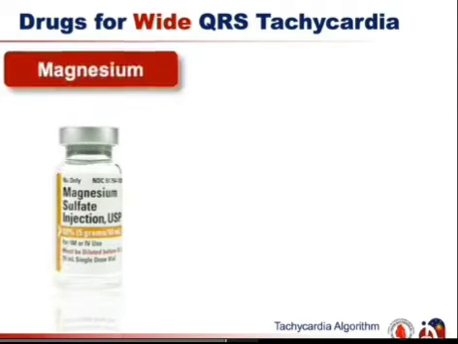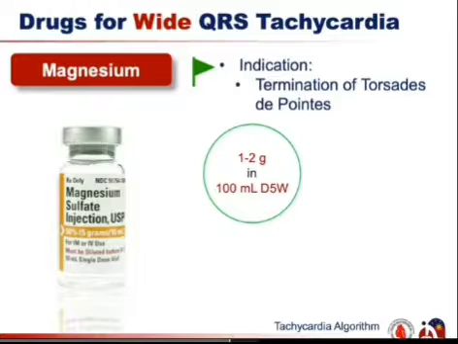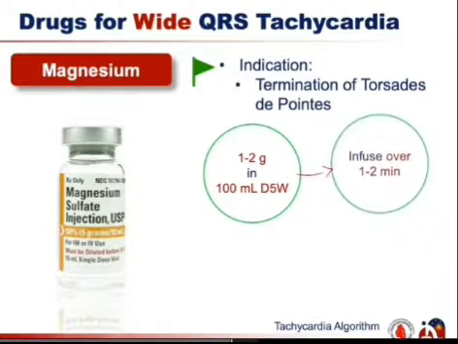Magnesium is also an important drug in tachycardia and is used for termination of Torsades de Pointes. Magnesium is prepared by diluting 1 to 2 grams of magnesium in 100 ml of D5 water to be given as an infusion over 1 to 2 minutes.